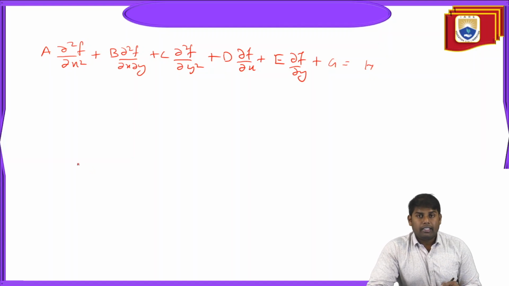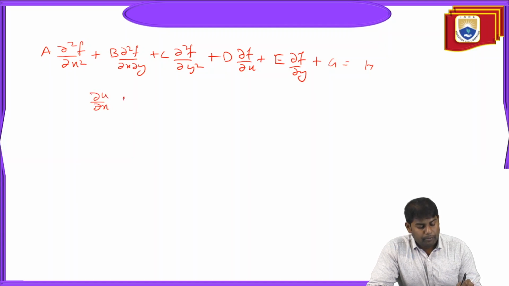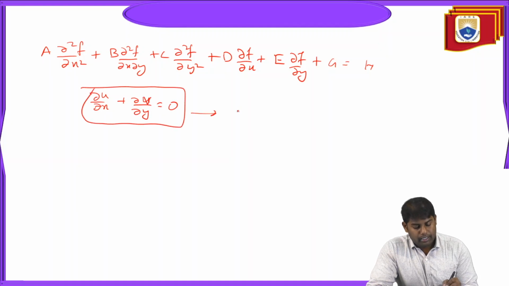Let us write the basic continuity equation: dou u by dou x plus dou v by dou y is equal to 0. This equation is basically a 2D steady incompressible equation.